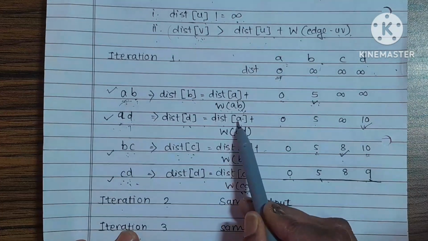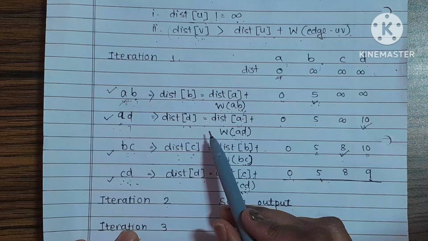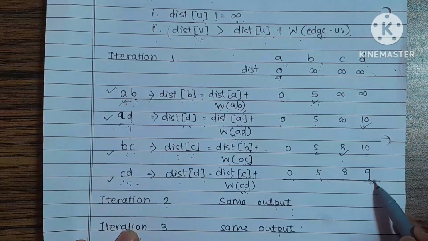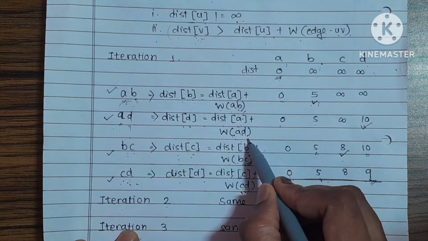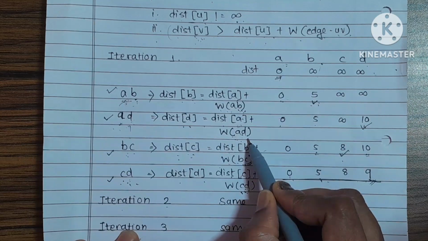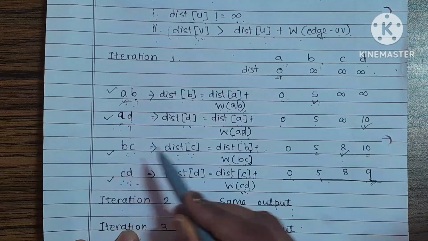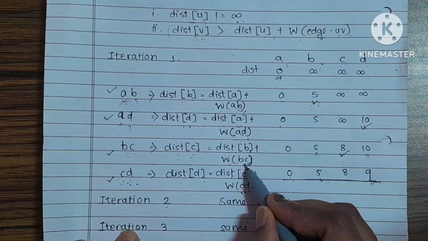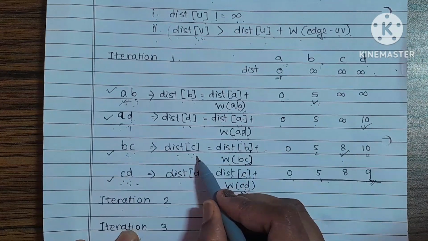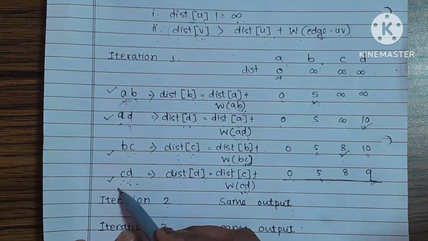So it results in the value 10, but from the first iteration's output, it is clear to us that it is holding the value 9. So 9 is less than the newly calculated 10, so this distance is not going to be changed. Next, considering BC, the distance of B is holding 5, BC is 3. So the distance of C becomes 8, and rightly it is holding 8. So no change will occur.